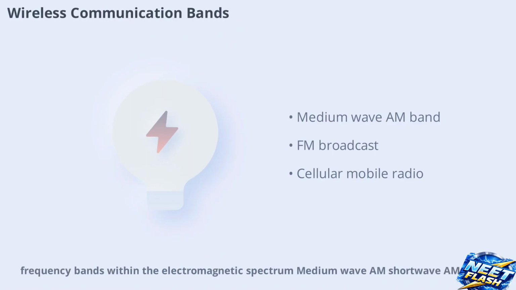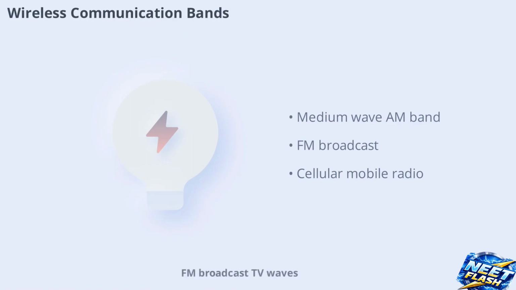Wireless communication relies on specific frequency bands within the electromagnetic spectrum. Medium wave AM, shortwave AM, FM broadcast, TV waves, and cellular mobile radio each occupy distinct frequency ranges. These bands are carefully regulated to ensure efficient and interference-free communication, supporting everything from radio broadcasts to mobile phones.